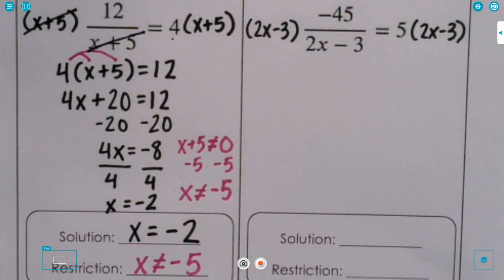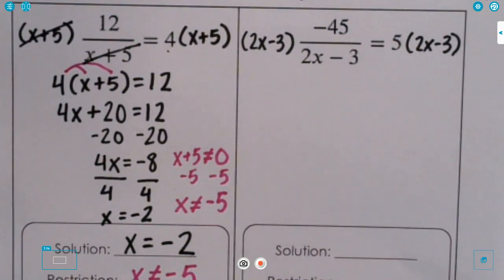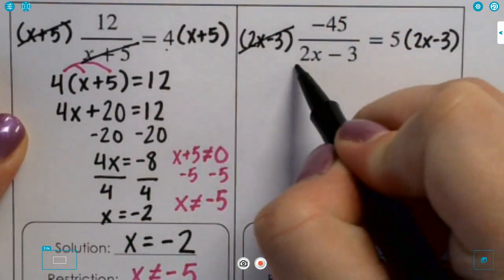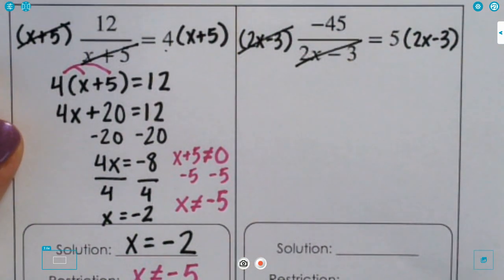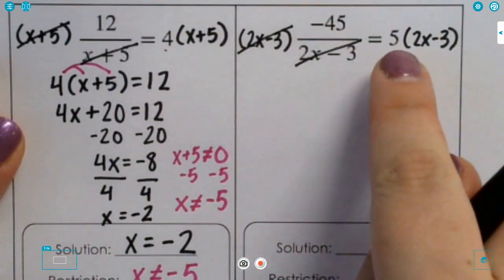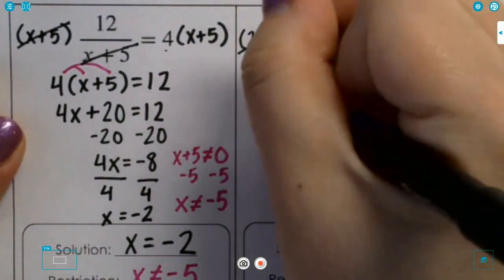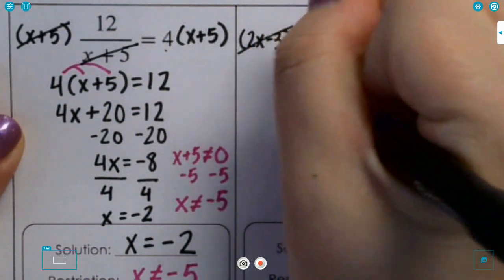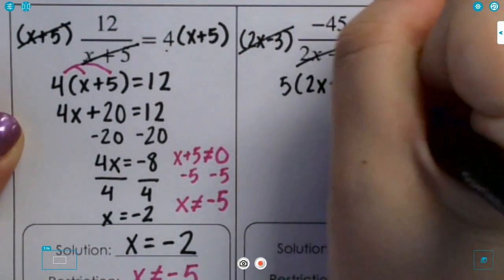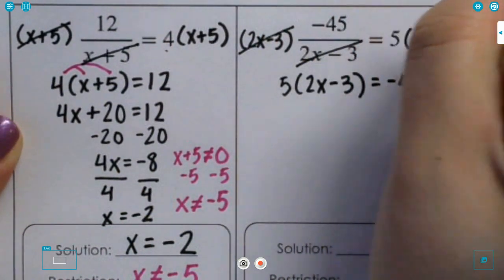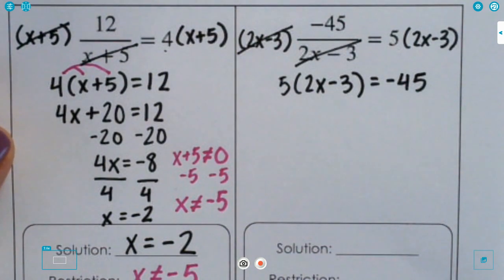Okay, so with that, the 2x minus 3's cancel out. We've got negative 45 equals 5 times 2x minus 3. We're going to flip that around. We've got 5 times 2x minus 3 equals negative 45. From there, we can distribute and solve.